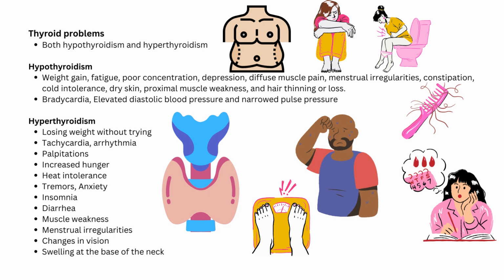Hyperthyroidism. Clinical features of hyperthyroidism include losing weight without trying, fast heartbeat, a condition called tachycardia, irregular heartbeat, also called arrhythmia, pounding of the heart, sometimes called heart palpitations, increased hunger, heat intolerance, tremors, anxiety, insomnia, diarrhea, muscle weakness, menstrual irregularities, changes in vision, and swelling at the base of the neck.